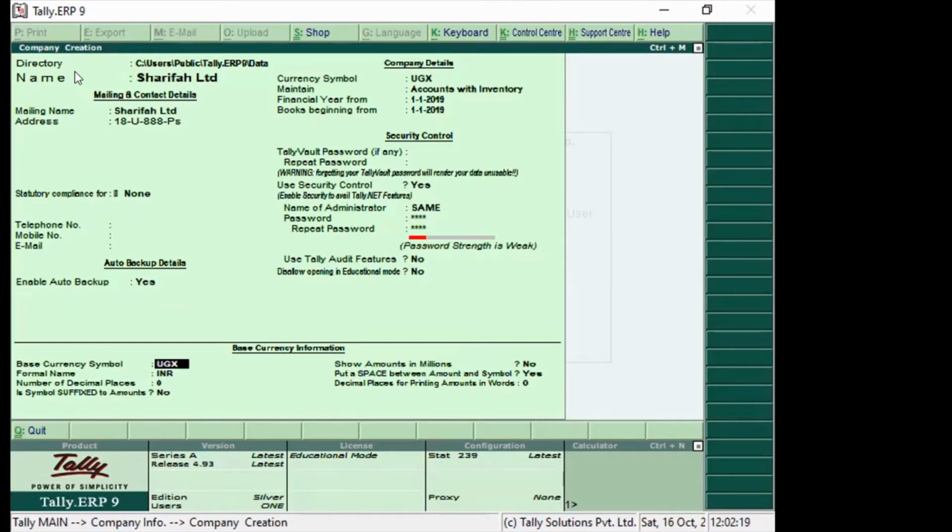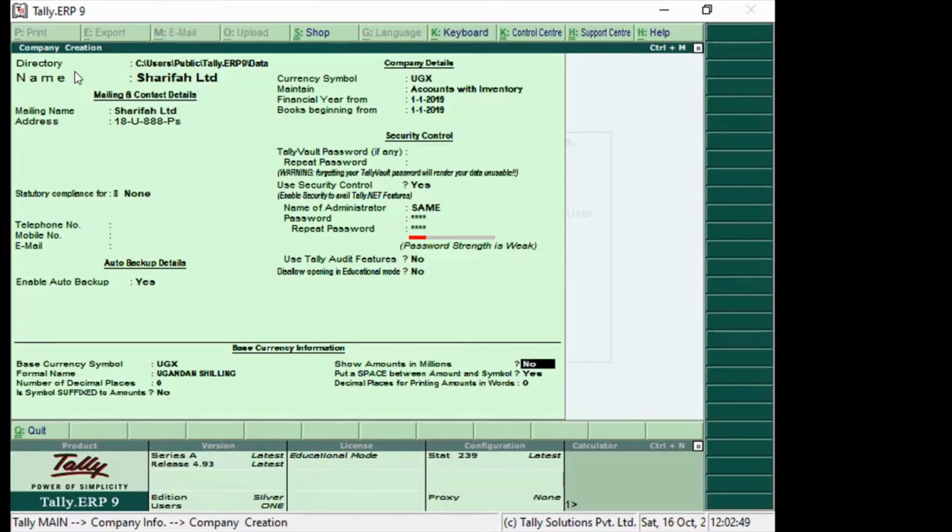Base currency symbol is UGX. You enter. The formal name is what? Ugandan shilling. You enter. Enter. Is the symbol suffixed to amount? No. Suffixed means when you write the amount, maybe 1,000, then you write shillings at the end. We are saying ours starts with UGX and then the amount. So we leave that. It is prefixed, not suffixed.